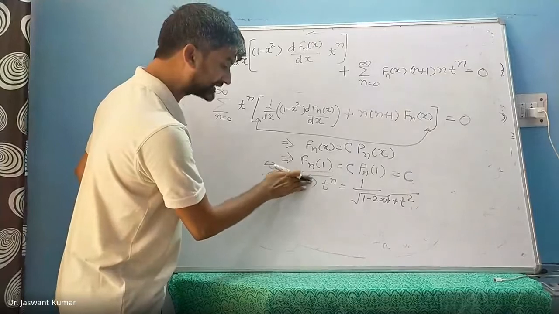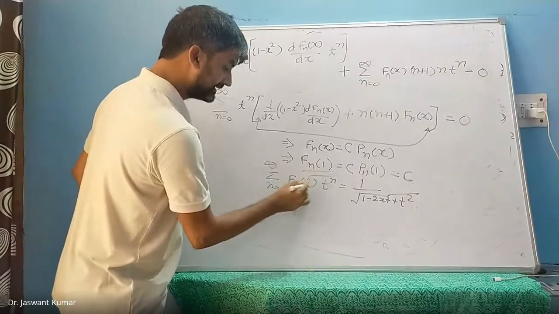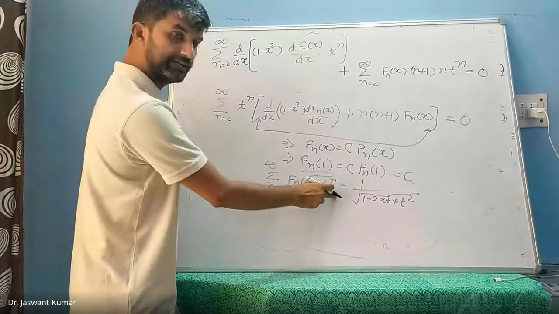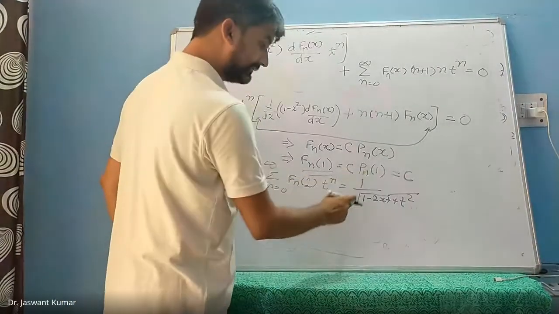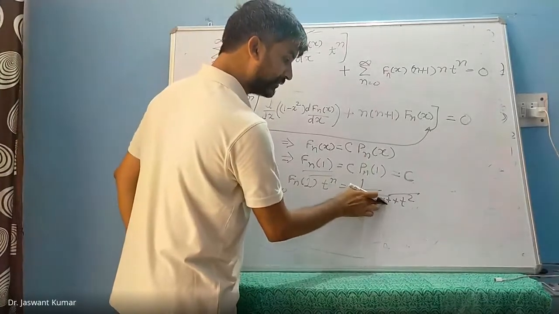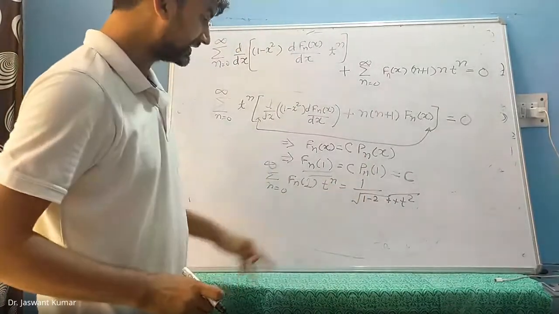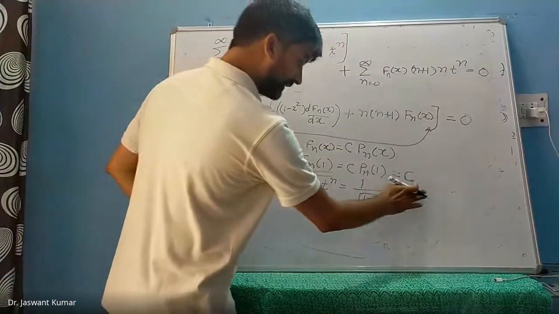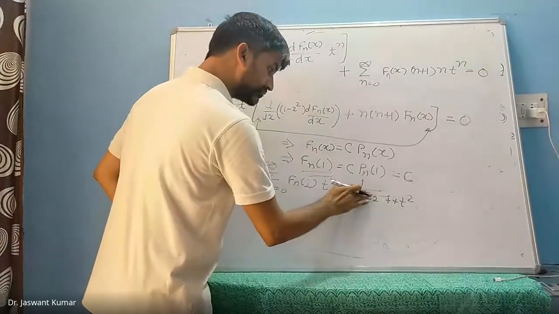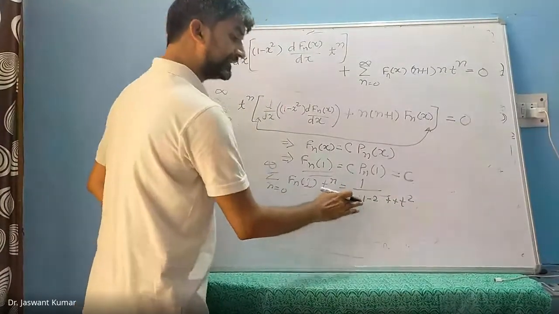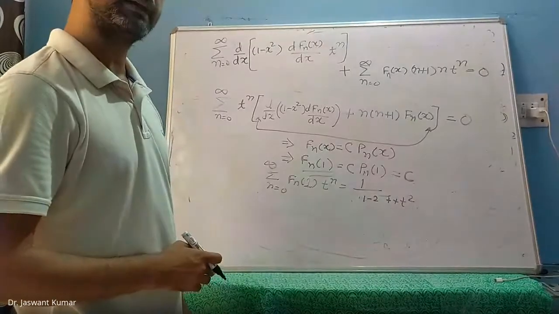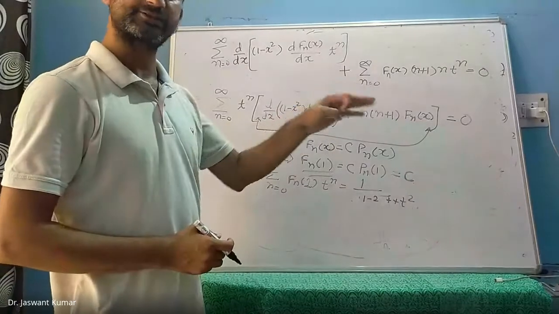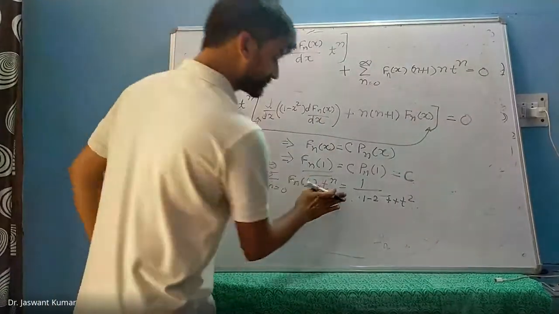If you put x equal to 1, then you will obtain that the summation n going from 0 to infinity, f_n(1) t to the power n, is equal to 1 divided by the square root of 1 minus 2xt plus t squared. Instead of x, we put a 1. So this is 1 minus 2t plus t squared, which we know is the square of 1 minus t. 1 minus t whole squared is 1 plus t squared minus 2t. And then you take the square root of that.